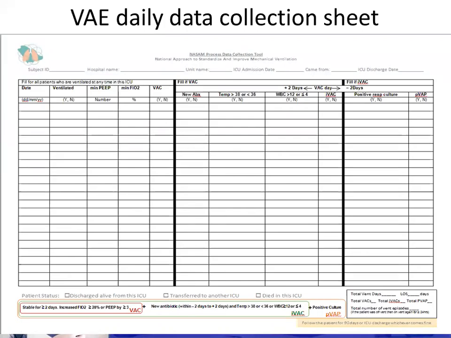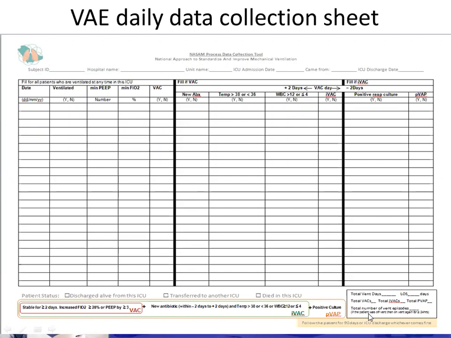Sometimes we see it as 1-1-1, which is 1 VAC, 1 IVAC, and 1 BVAP. I think it's by mistake. It should be BVAP only, because it overrides the previous conditions.